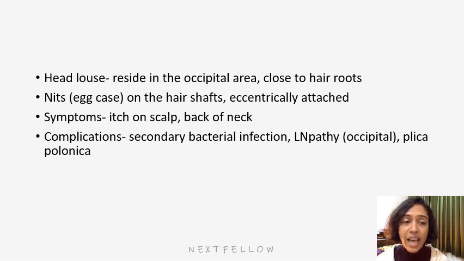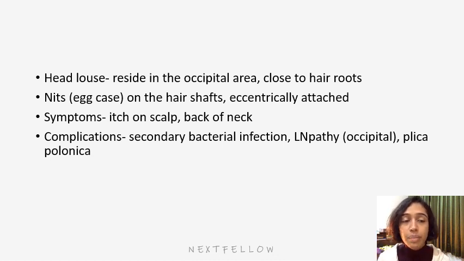Okay, on the scalp, the head louse will usually reside at the back of the scalp, the occiput, which is nice and warm, right, in the occipital pit, and close to the hair roots, so that it can come down and take a blood meal from the skin of the scalp. The eggs, the nits, are usually found on the hair shaft, and they're usually eccentrically placed. That means they're stuck onto one side.